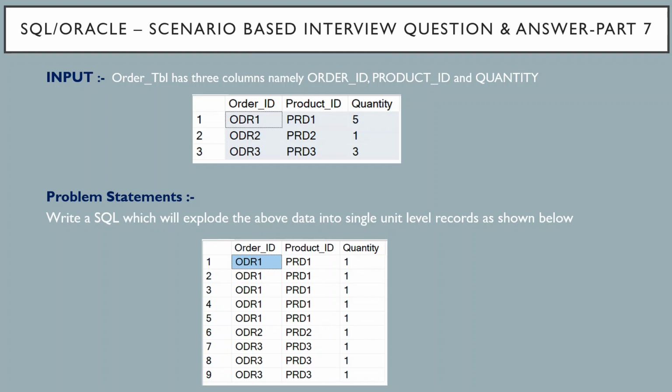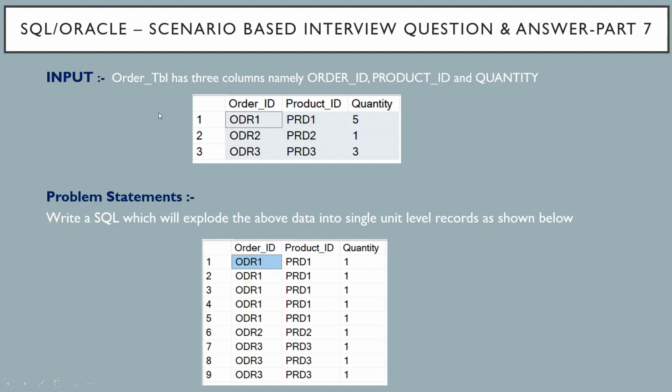Today I am going to discuss scenario based interview question and answer part 7. First, the input table. Order table has 3 columns: order ID, product ID and the quantity. Now we'll see the problem statement. Write a SQL query which will explode the above data into single unit level records as shown below.